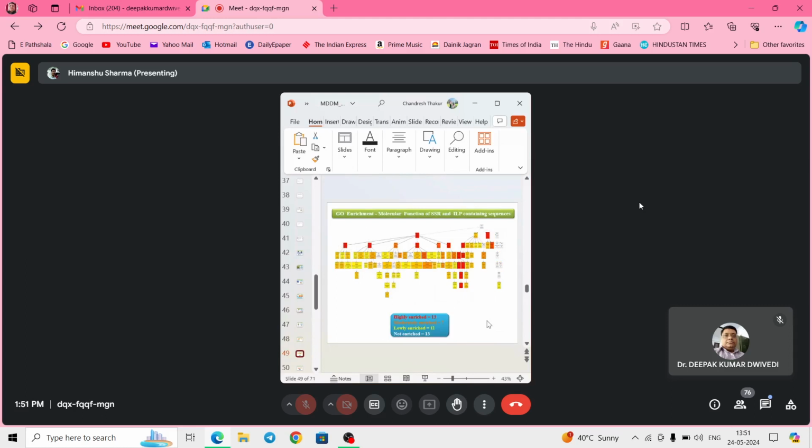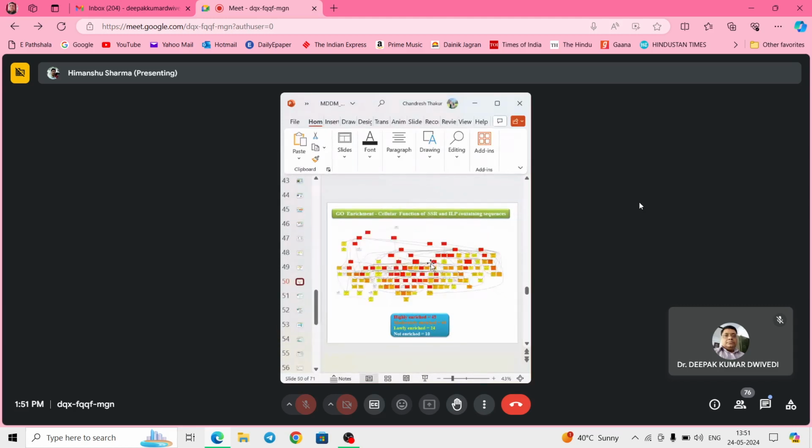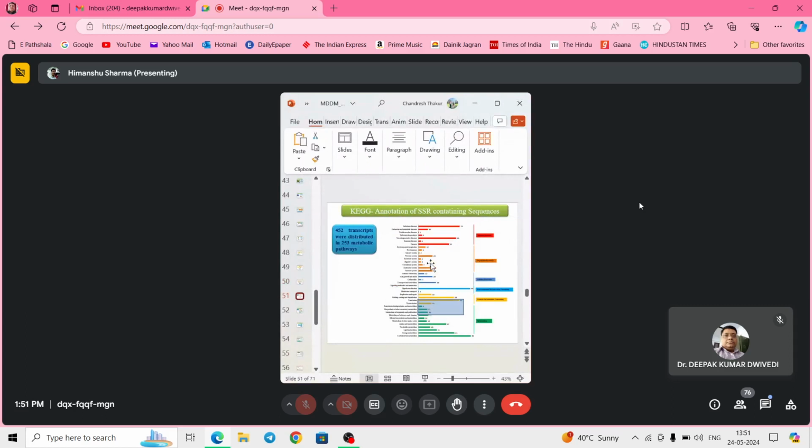The other method is GO enrichment. In the GO enrichment method, they are comparing the marker containing sequences with this database, and this will give the highly enriched ones. The red ones are the highly enriched, and how they are correlating with the different pathways. So this is another method of functional annotation. This is for the ILP containing sequences, and then finally one database is the Kyoto Encyclopedia of Genes and Genomes. This pathway also gives important information on pathways, just like pathways of secondary metabolite metabolism and other types of genes.